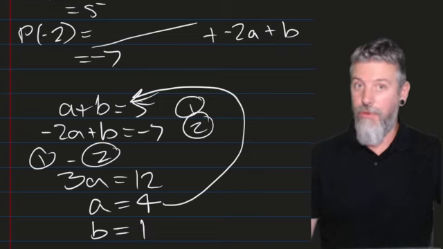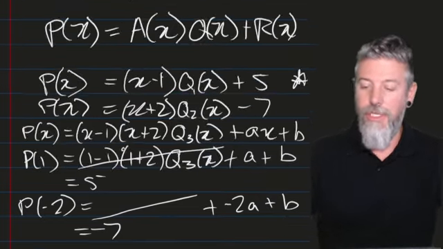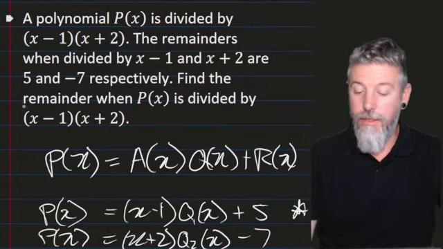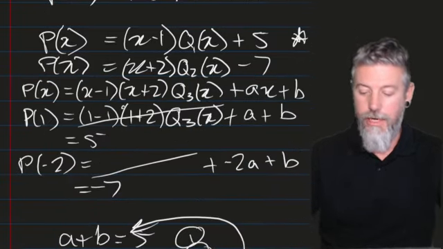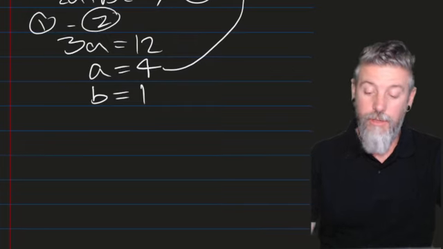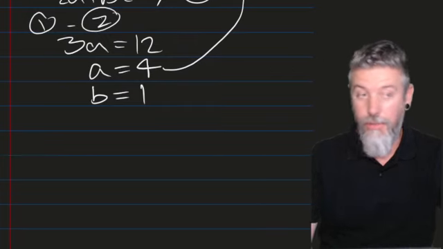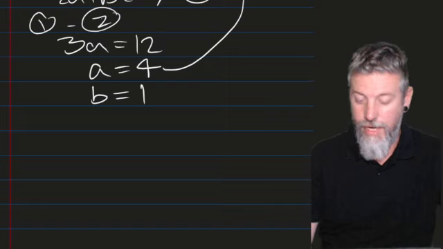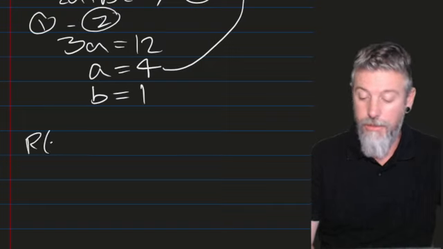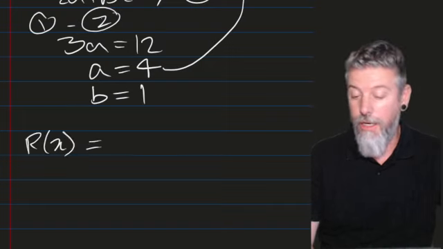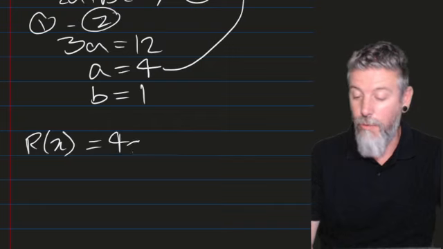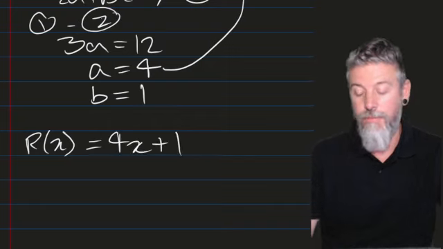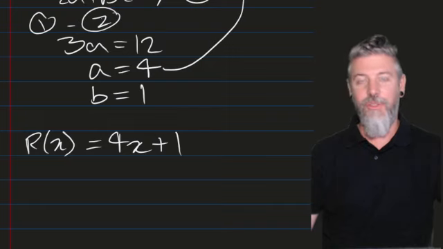So therefore, don't forget to answer the question being, find the remainder when it is divided by this. So we now know that the remainder, when the polynomial is divided by that expression or that polynomial, we get r of x is equal to 4x plus 1. And we have arrived at the solution.